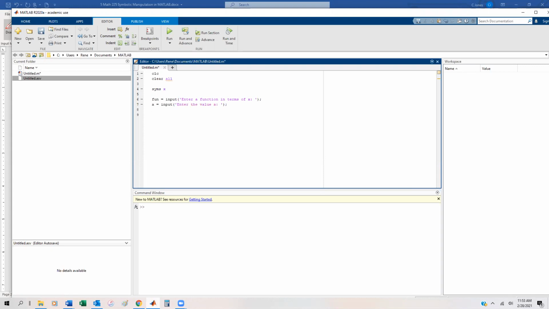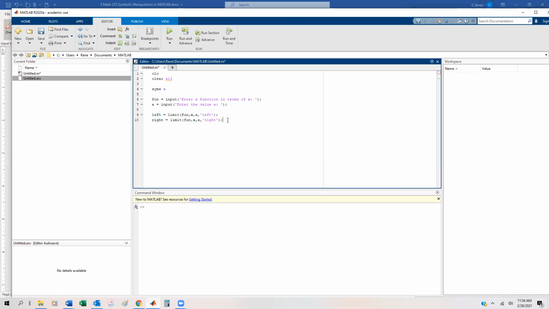Now we're going to find the left-hand and right-hand limits. I'm going to say left is going to be equal to limit of fun, comma, x, comma, a, from the left. Let's do the same thing for right. And now we're going to have an if statement.